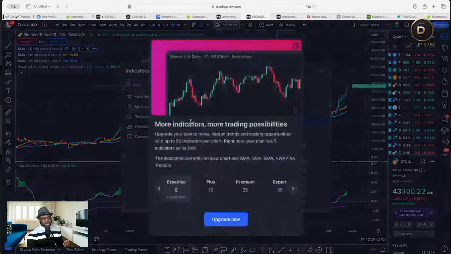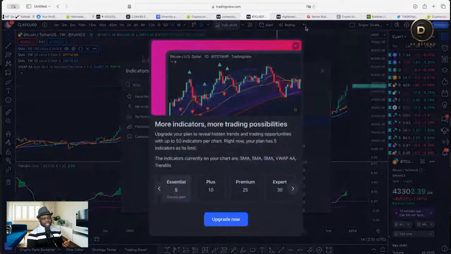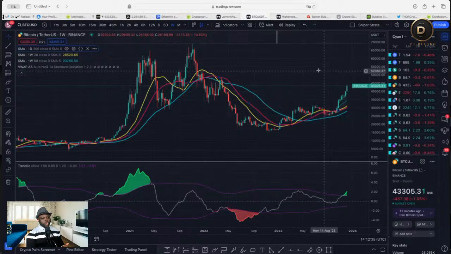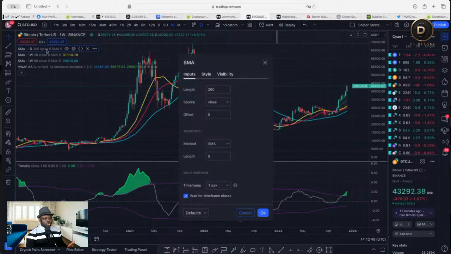I cannot add it here because I already have it there, and I've exceeded my indicator limit. So this is one smooth moving average. Use this one and do it exactly as I mentioned. You have to insert the 1 day and the 1 week ones. The first 1 day should have length 200, and below should be 5, and the time frame should be 1 day.